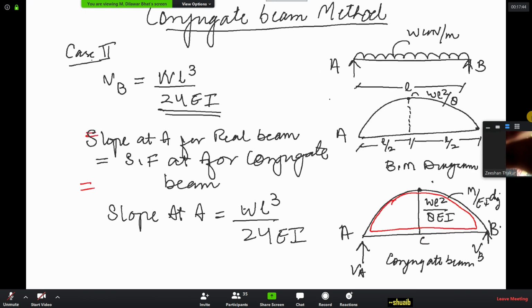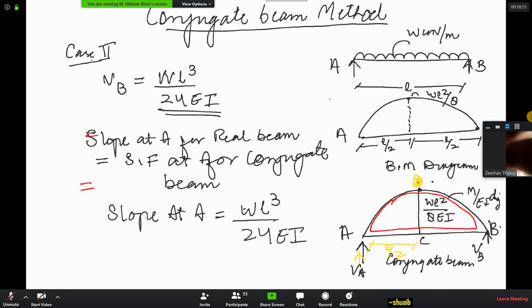This is your VA. If you are calculating moment at point C, this is your reaction, that is VA multiplied by its distance, and then comes the load, which is how much? 2 by 3 of L by 2. This is your L by 2 multiplied by this height WL square by 8EI, and then centroid.